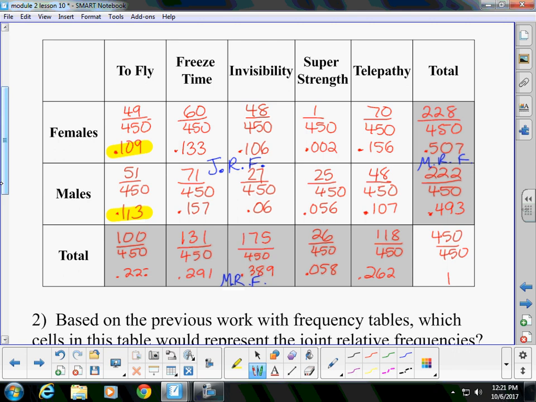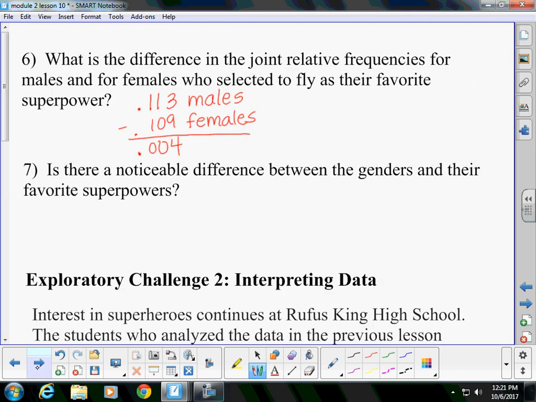So it's looking like super strength and telepathy have the biggest difference. So is there a noticeable difference between the genders and their favorite superpowers? And I would say yes. And I'm going to add on to that, especially with super strength and telepathy.